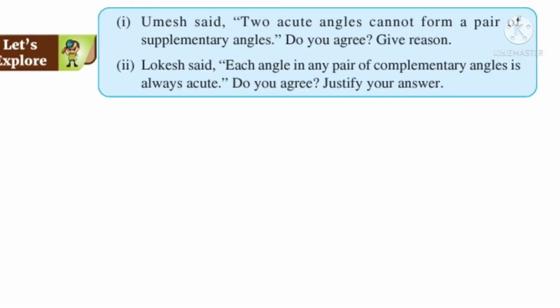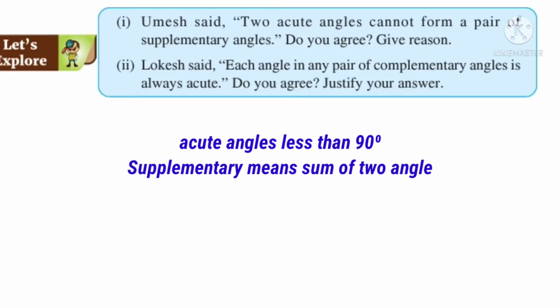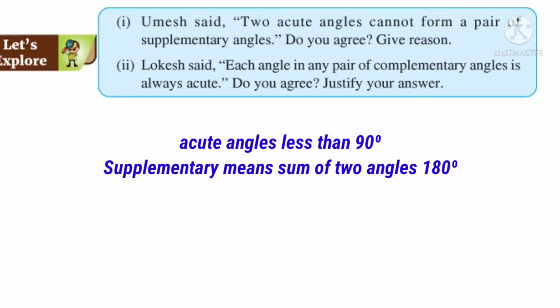On the same page we have two more problems. In the first one, Umesh said two acute angles cannot form a pair of supplementary angles. Do you agree? Give a reason. Here Umesh is saying that when two acute angles are added, they never form supplementary angles. It is true. Acute means less than 90. If we take two angles smaller than 90 and add them, we will not get 180. We get at most 90 or less. So do you agree? Yes.